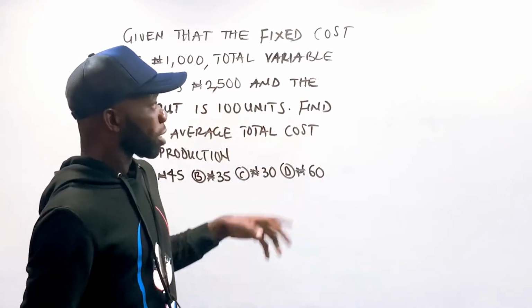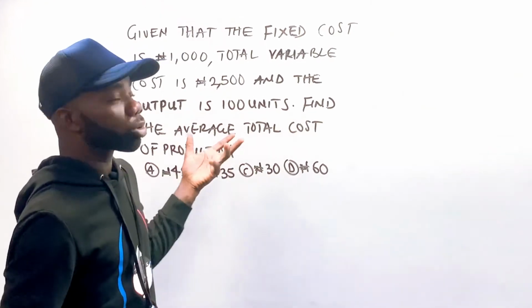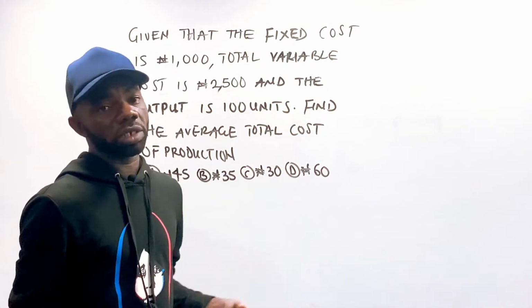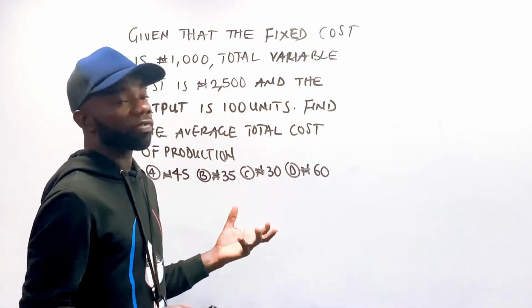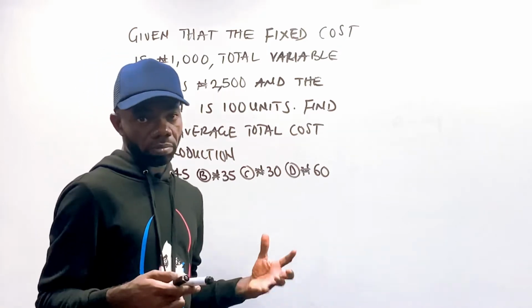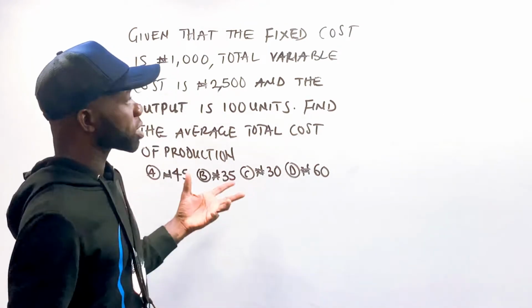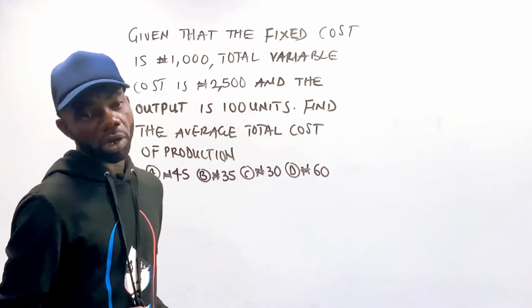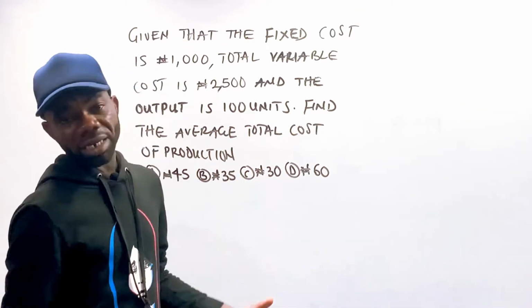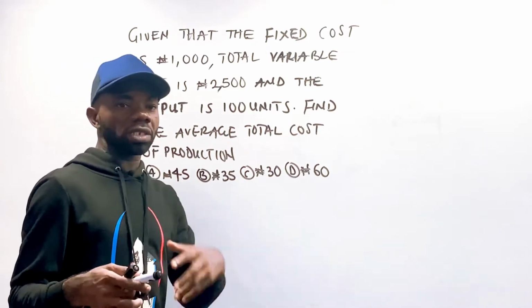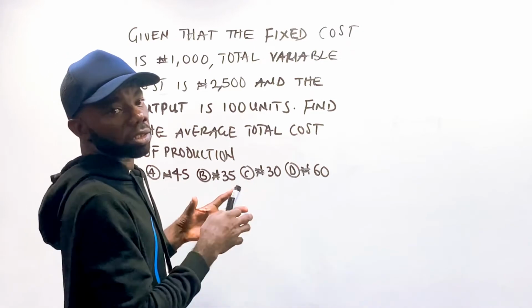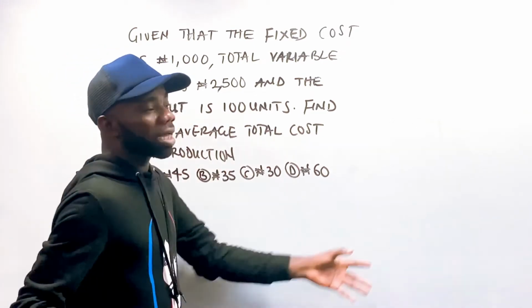Now, we're looking at a question produced from the topic in economics called cost theory. The theory of cost has some concepts, and these concepts cut across total cost, variable cost, fixed cost, average cost, marginal cost, average fixed cost, and average variable cost.